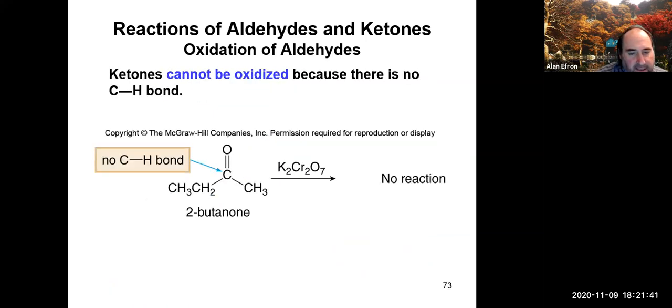Now, if we try to oxidize a ketone, which is what this guy is, 1, 2, and 3, again, try to put it through an oxidation, we actually will get no reaction. And again, here we will get no reaction because it is missing a hydrogen. So this carbon does not have a hydrogen in this particular case.